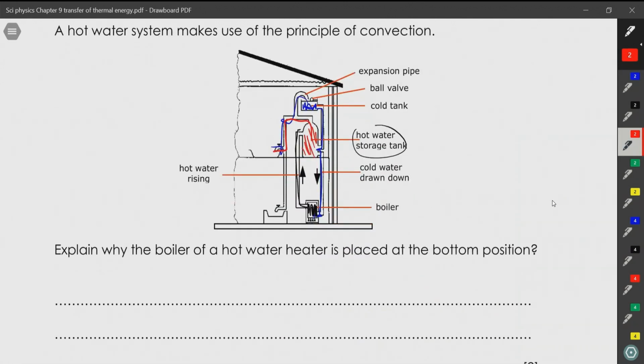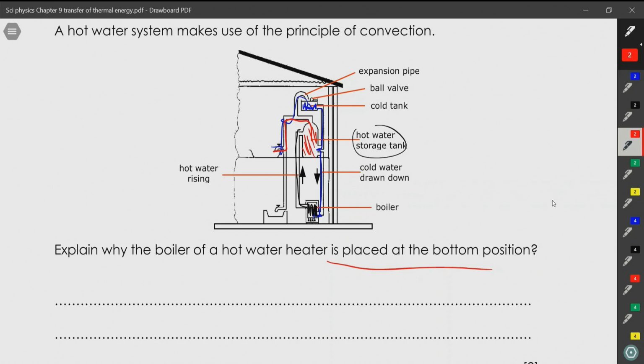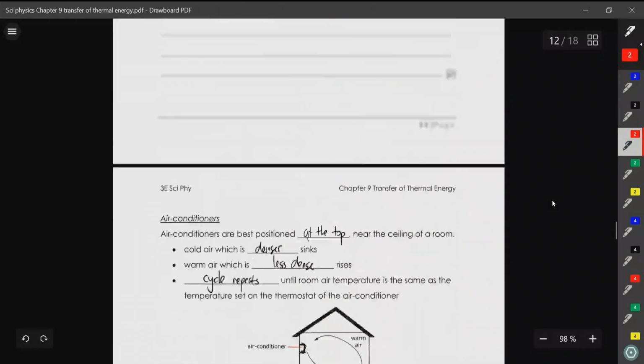Now I explain why the boiler of the hot water heater is placed at the bottom position. Because when you boil, the hot water has to rise, while the cold water will sink. That's why the boiler is placed at the bottom. That's the best position. Alright, and then we are done with convection.